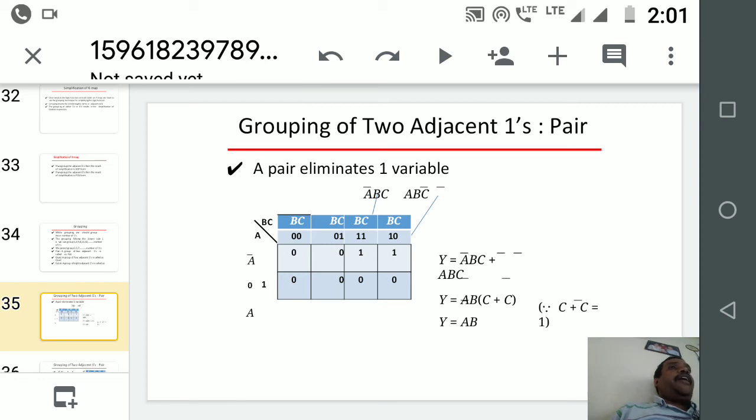A bar BC and A bar B C bar. If y is equal to A bar BC plus A bar B C bar, in this equation A bar B is common, so C plus C bar. What is the equivalent of C plus C bar? It is equal to 1. So y is equal to A bar B. In this equation one variable, the C variable, is eliminated. So which point is noted here? When you make the pair, one variable should be eliminated. This point is most important as concerned to the pair concept.